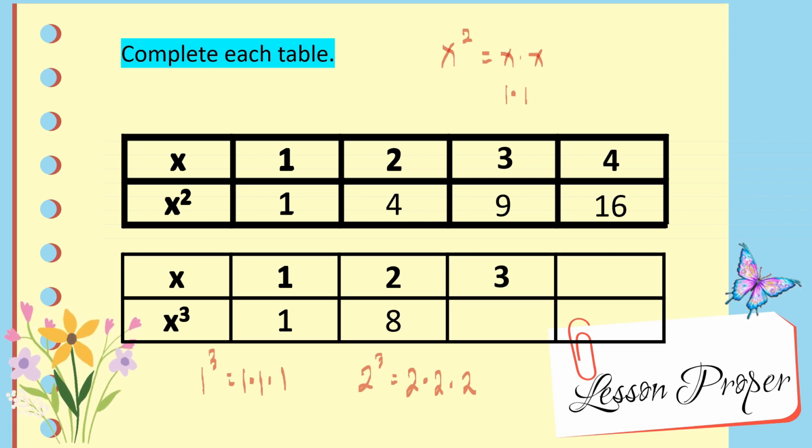How about when x is 3? Alright, the answer is 27. And when x is 4, then we get 4 times 4 times 4, and that is equal to 64.